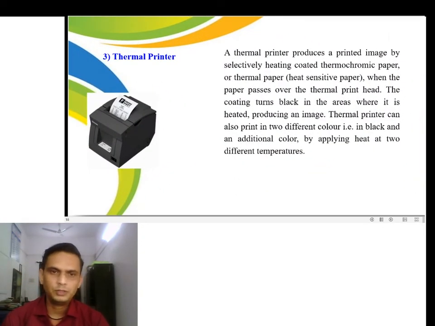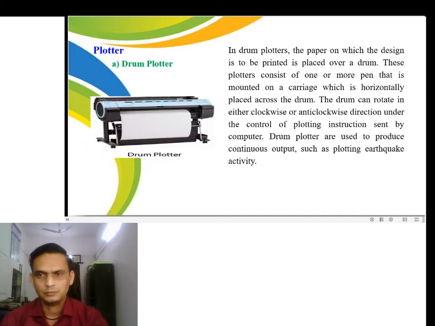Thermal printer. A thermal printer produces a printed image by selectively heating coated thermochromic paper, or thermal paper, or heat sensitive paper. Where the paper passes over the thermal print head, the coating turns black in the area where it is heated, producing an image. A thermal printer can also print two different colors, black and an additional color, by applying heat at two different temperatures. Just like our bus ticket, it uses a thermal printer to print the ticket.